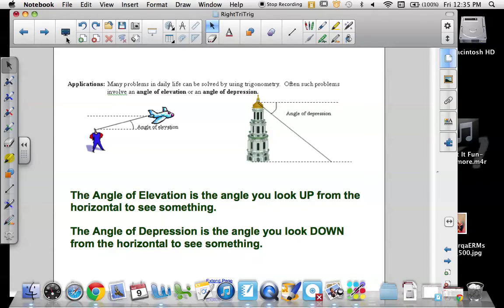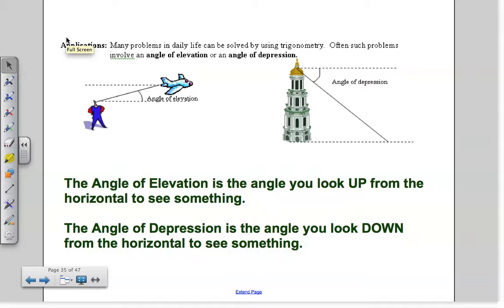Today we are going to be using right triangle trigonometry in order to solve problems. And before we look at some examples, we have two important terms to discuss here: angle of elevation and angle of depression. Now, angle of elevation, if you think about that word elevation, you think about going up, right? So angle of elevation is the angle you look up from the horizontal to see something.